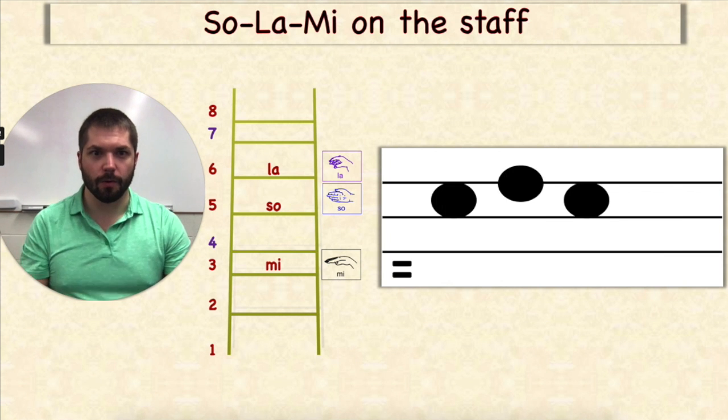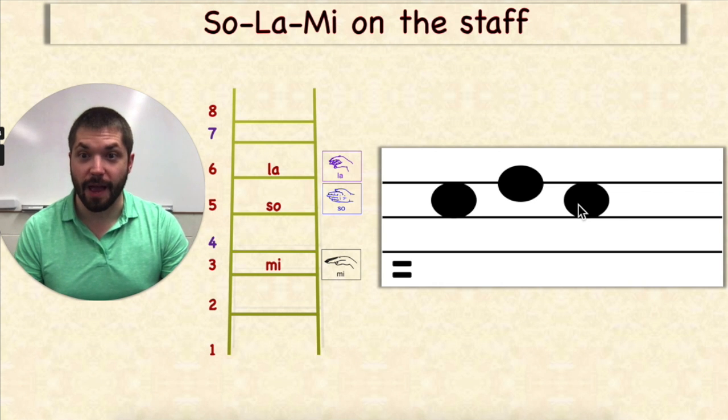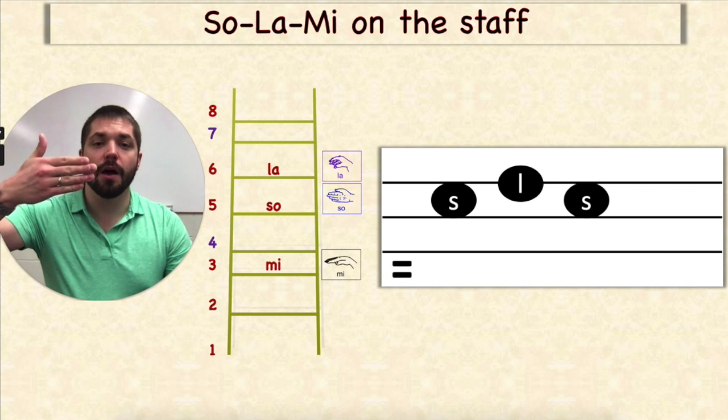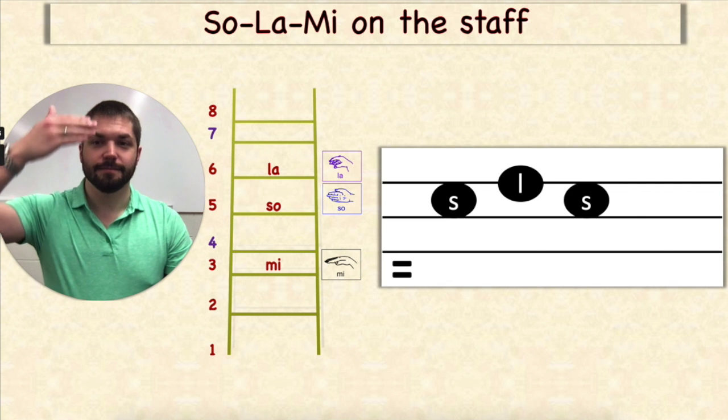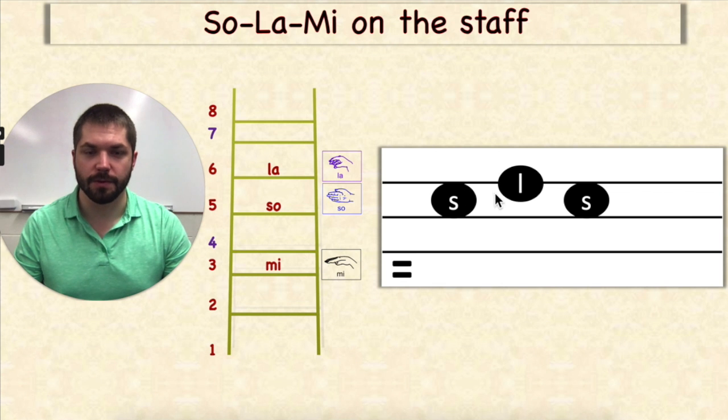Okay. Whoa, check out this one. We've got a note on a space, but then this one is on a line, and then back to the space. So what is this pattern showing? That's right, we've got so, la, so. Yeah, our top line was la today, so we've got so and la, which are neighbors, close to each other.